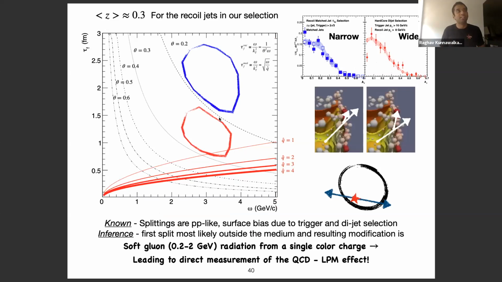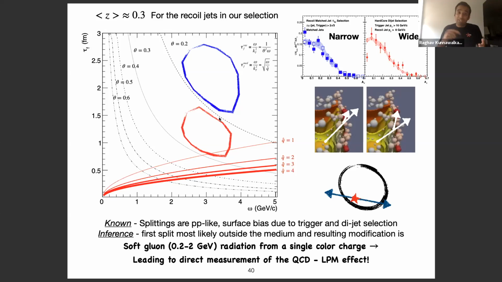We can then put these together in that phase space that we saw a little bit earlier, right? So the blue, again, is the narrow ones, the red is the wide ones. Based on where the Z subjet is, the mean is roughly 0.3. We integrate over Z, right? So I drew a rough phase space of where these jets lie in our splitting phase space. So let's look at what we know. The splittings are PP-like, right? The substructure observables, the subjet observables look the same for gold and PP reference.